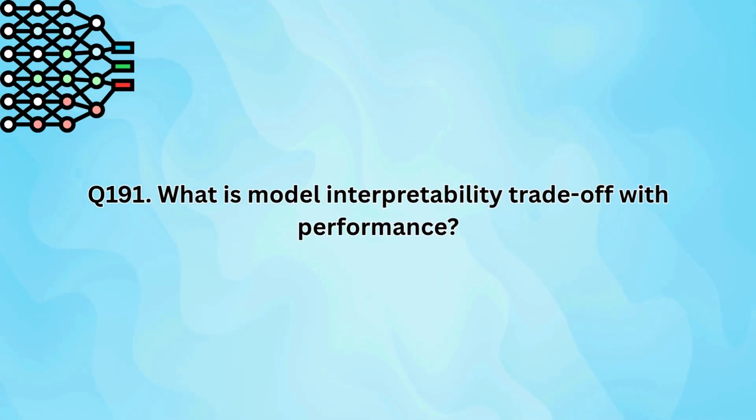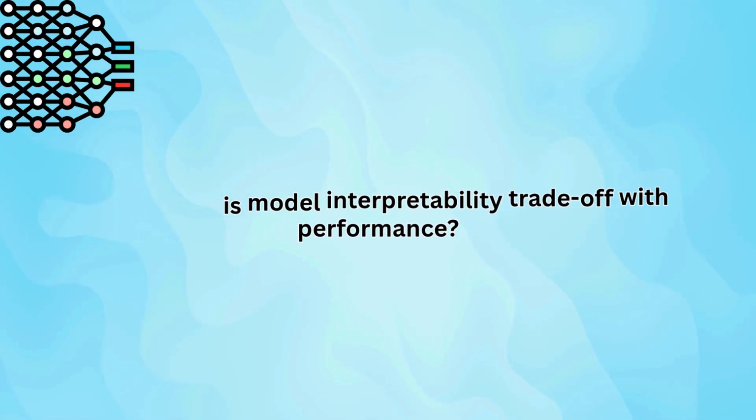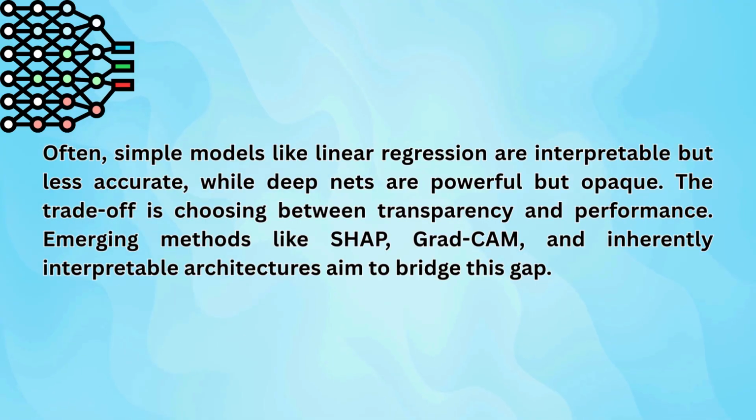What is model interpretability trade-off with performance? Often, simple models like linear regression are interpretable but less accurate, while deep nets are powerful but opaque. The trade-off is choosing between transparency and performance. Emerging methods like SHAP, GRAD-CAM, and inherently interpretable architectures aim to bridge this gap.